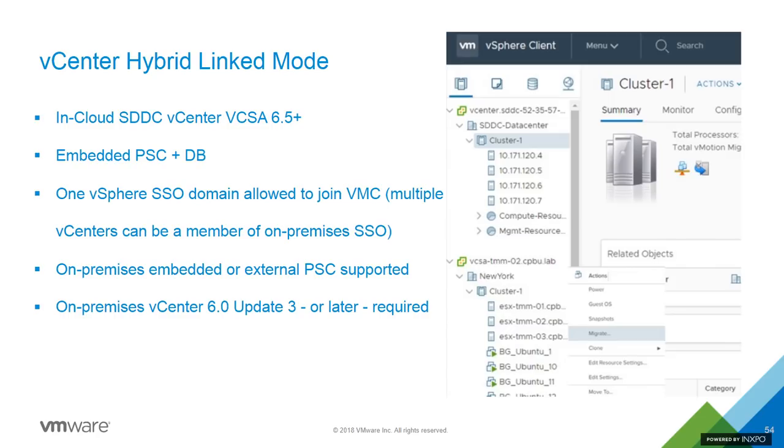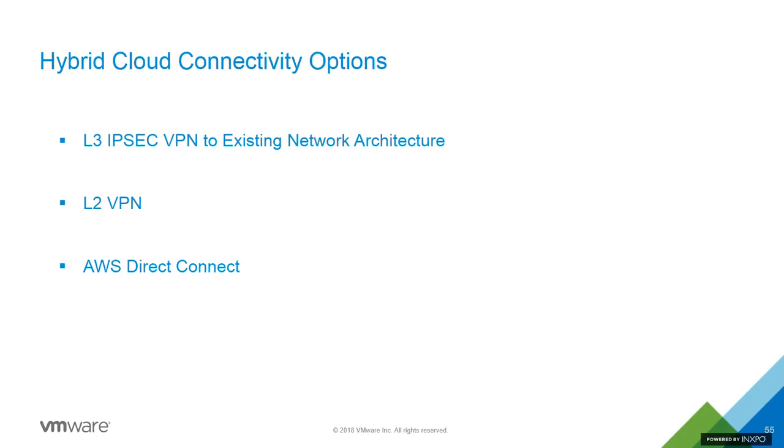Now, a few things with hybrid linked mode. You need to be at least on vSphere 6.5. This works with the embedded PSC, and I had already mentioned that it allows you to take multiple SSO domains, meaning one from on-premises and VMware Cloud on AWS, and link them together. And as you can see in the image here, I've right-clicked on a workload, and I can click on migrate. And as I go through that migration workflow, I actually can see all the resources from both environments and determine where I want that workload to end up.